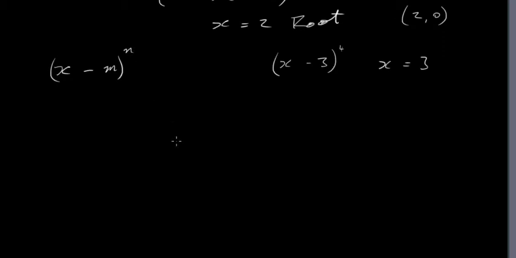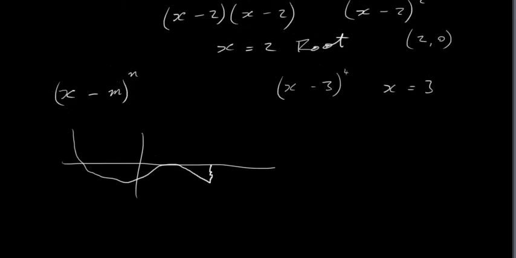So anyway, our factor is x minus m, and it occurs n times. If this n here is an even number, then what happens to the actual curve is that it'll look something maybe like this. It'll come down here, maybe touch the axis, and head off in that direction again.